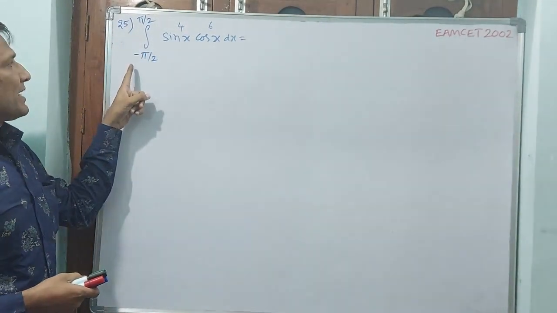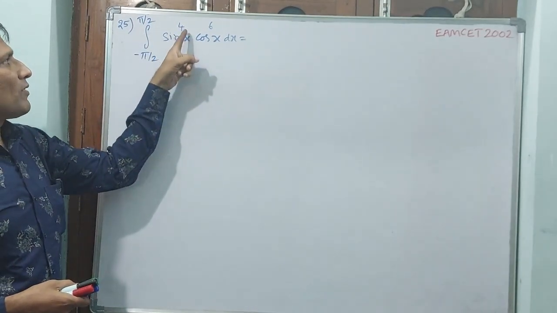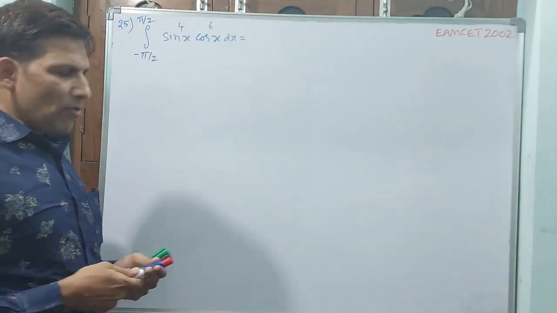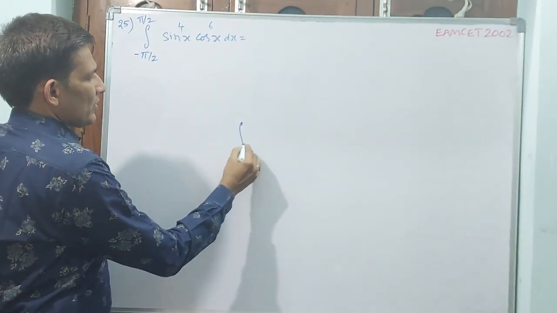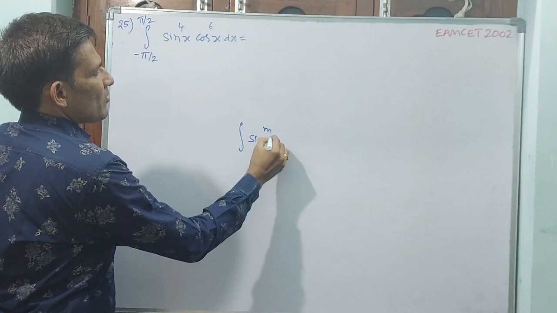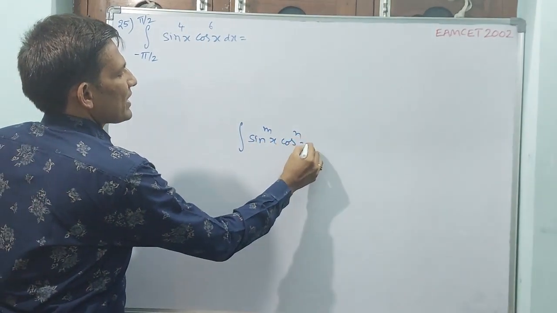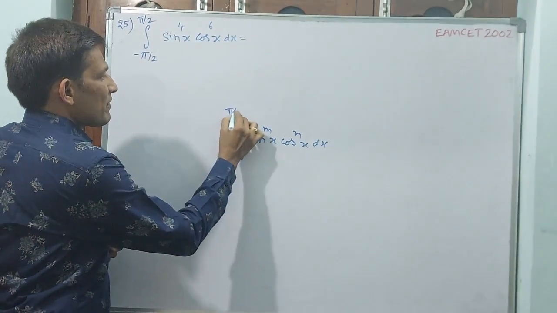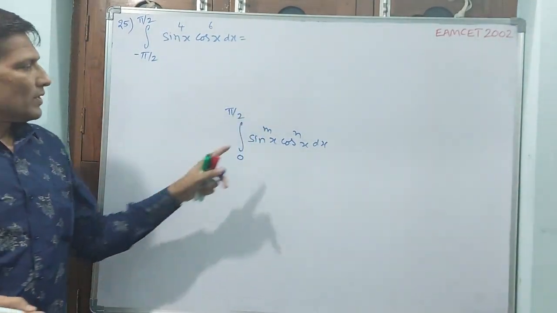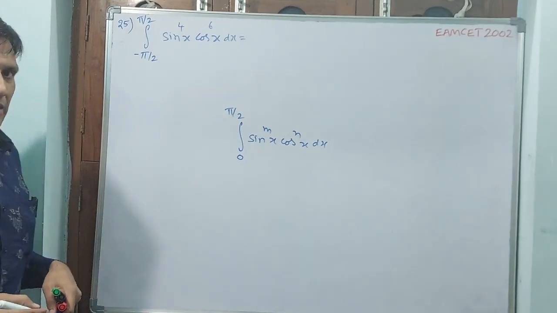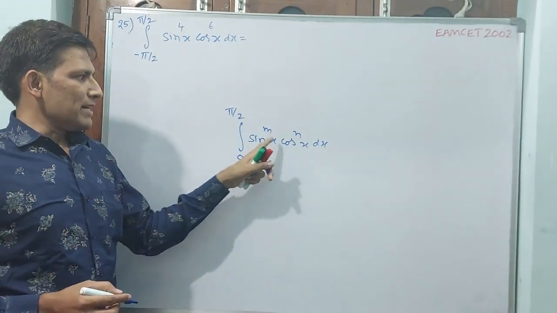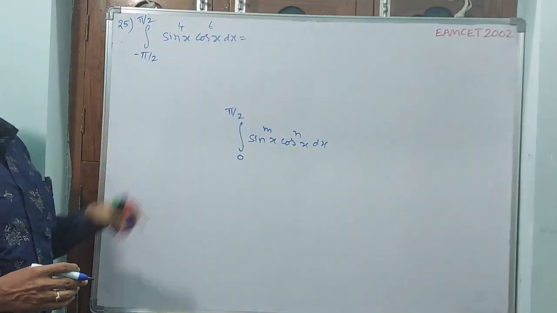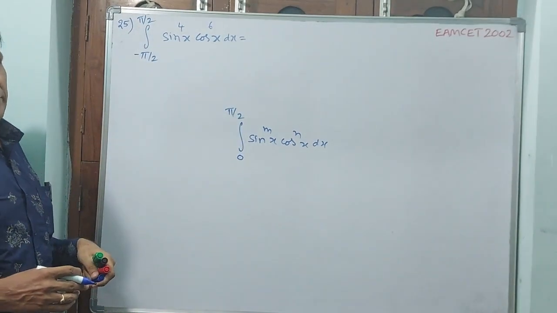Integral minus pi by 2 to pi by 2 sine to the power of 4x cos to the power of 6x dx. This type of questions we have done. Which type? Sine to the power of mx cos to the power of nx dx. But carefully observe, this should be from 0 to pi by 2, sine m cos m should be there. But if you compare this here, minus pi by 2 to pi by 2 is there, not from 0 to pi by 2.